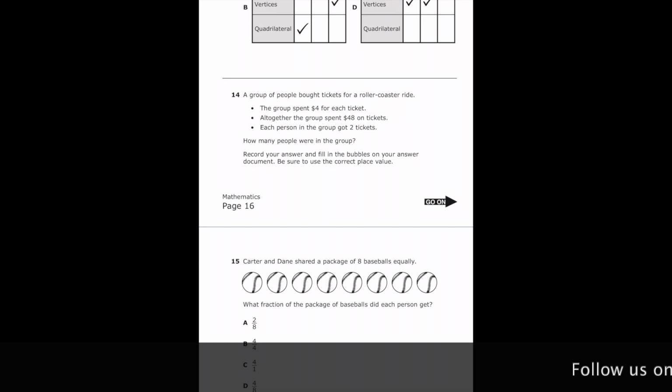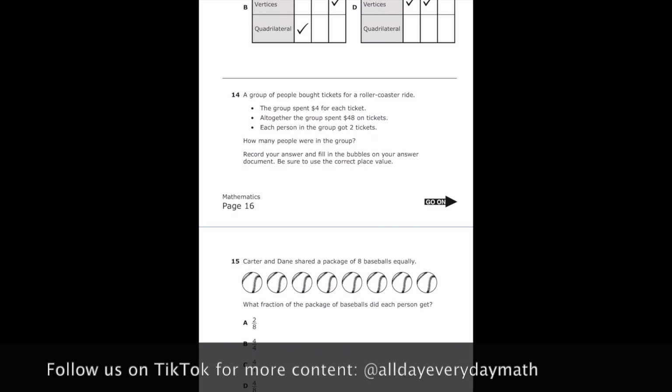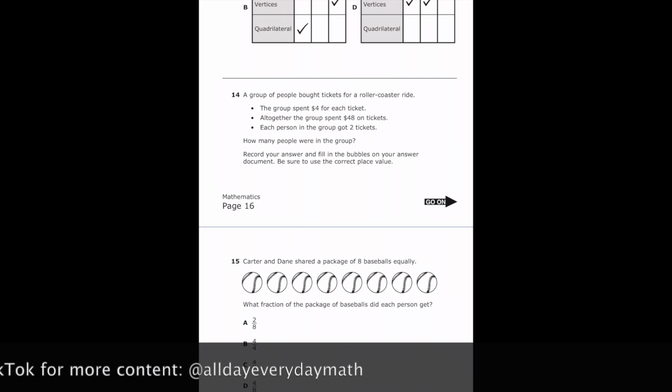All right, number 14. A group of people bought tickets for a roller coaster ride. The group spent $4 for each ticket. Altogether, the group spent $48 on tickets. Each person in the group got 2 tickets. How many people were in the group?